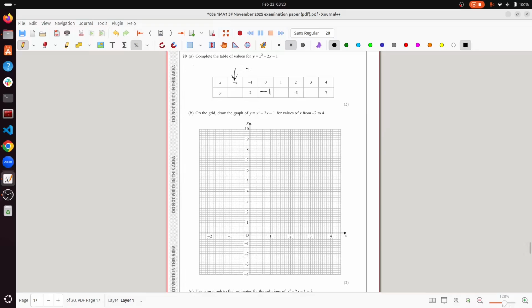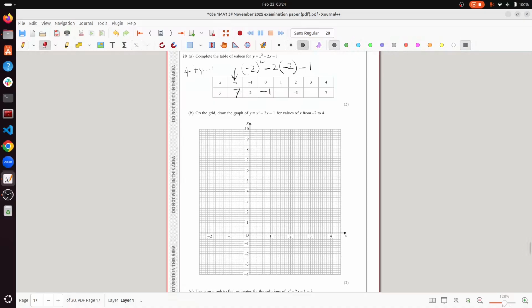I'm going to put minus 2 into my calculator, put it in brackets, square it, minus 2, then the value I'm substituting, which is minus 2, I put it also in the bracket. So everything you're substituting, put it in the brackets. So that means that for the first one, I'm going to have minus 2 squared, which is 4. Minus 2 times minus 2 gives me another positive 4. And minus 1, that gives me 7 there.